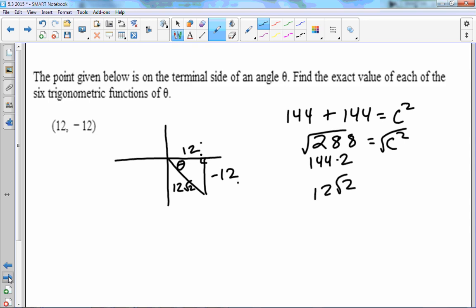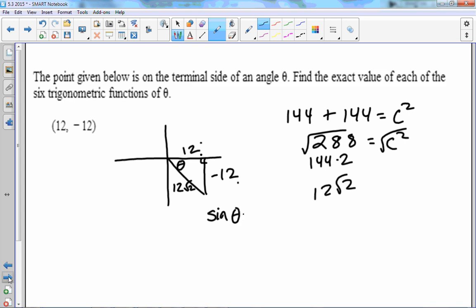Anytime you have an isosceles right triangle, the legs are the same, and so the hypotenuse would just be the leg times the square root of 2. So if I had a leg of 7 and another leg of 7, the hypotenuse would be 7 square roots of 2. It's a little shortcut. Now, all we have to do from here is name the ratios.